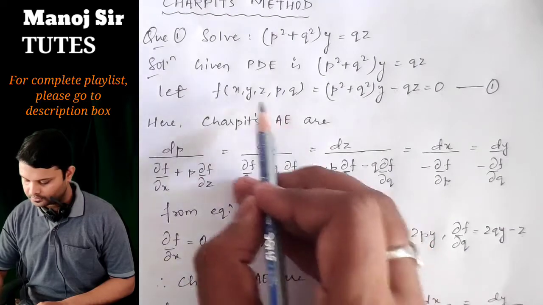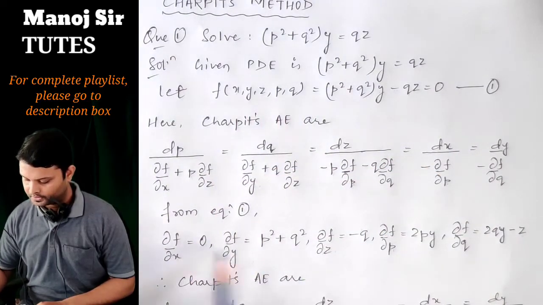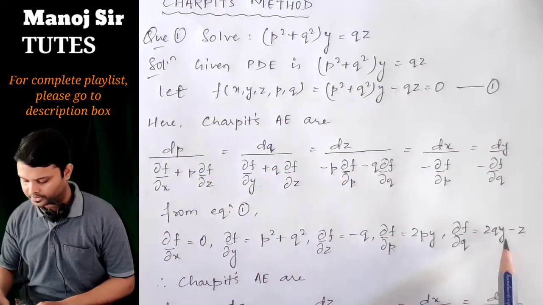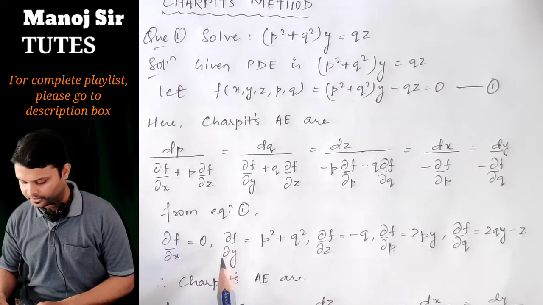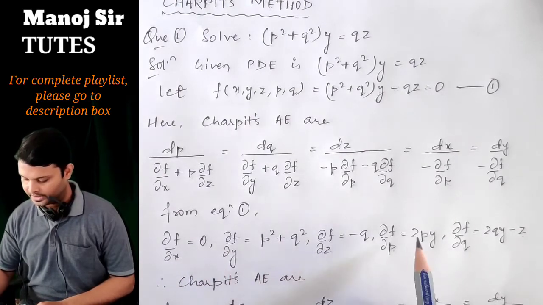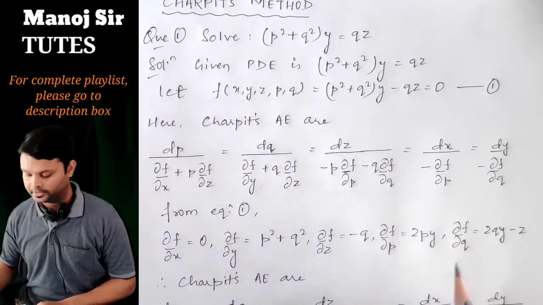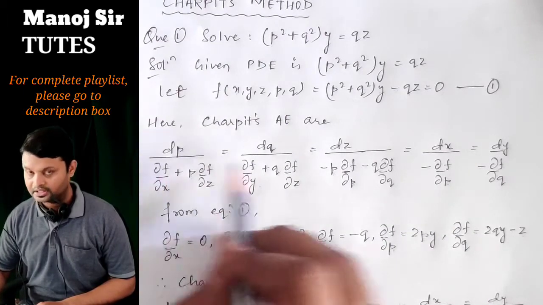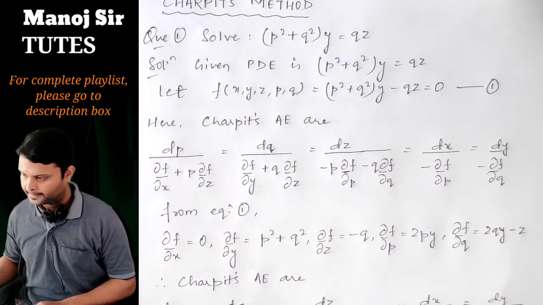So from this function we already have these values: del f upon del x, del f upon del y, del f upon del z, del f upon del p, del f upon del q. Now we will come to the Charpit's auxiliary equation.